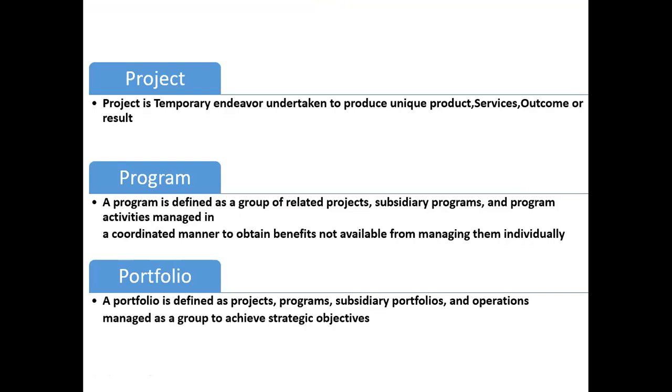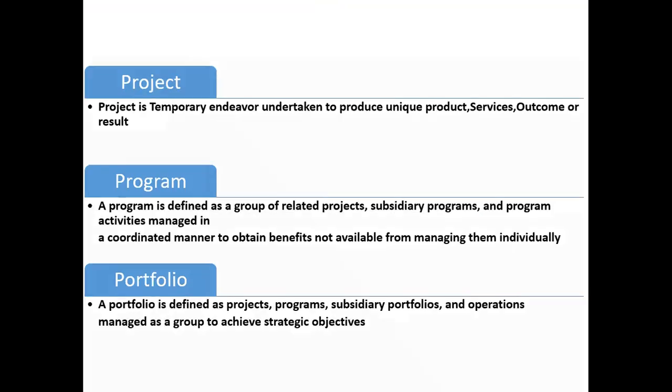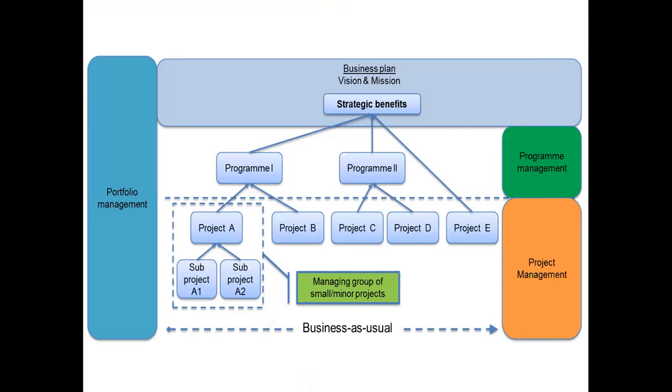And in the same way, when you have two or more programs and related operations and projects, the combination of all these things will be called a portfolio. I will show you the model of a company. Here you can see the strategic benefits. That is the ultimate goal of the company. How will that goal be controlled by this hierarchy? On the upper level, you will see program 1 and program 2. Program 1 is further categorized into relevant sub-level projects, and then projects are divided further.